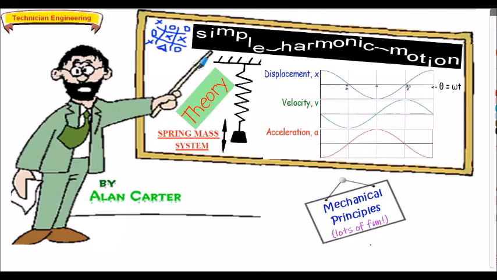Hello and welcome to this presentation related to simple harmonic motion. In this presentation we'll outline the underpinning theory, which can be found in standard engineering textbooks. We relate the principles of simple harmonic motion initially to a mass spring system, and we will derive relationships between displacement x, velocity v, and acceleration a.